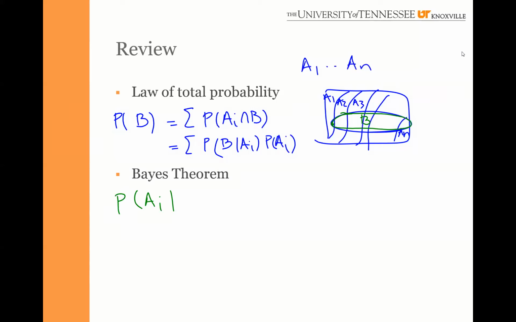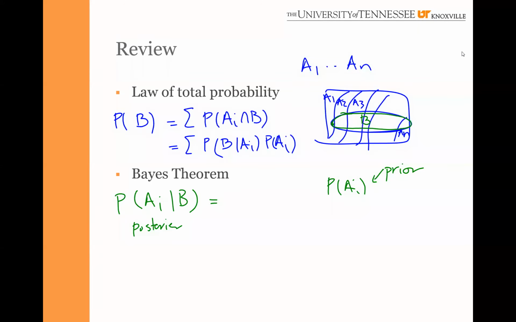I'm interested in P of Ai given B. Sometimes we refer to this as posterior probability, because it's as if I've had P of Ai, and now B has happened, so this will be the prior. I have a prior P of Ai, B has happened, now I'm interested in the posterior, P of Ai given B. So you may hear that from that perspective.